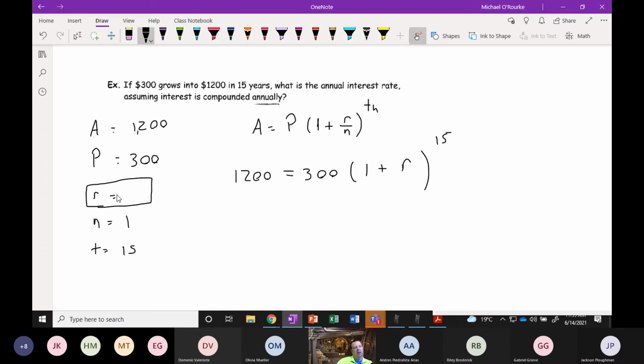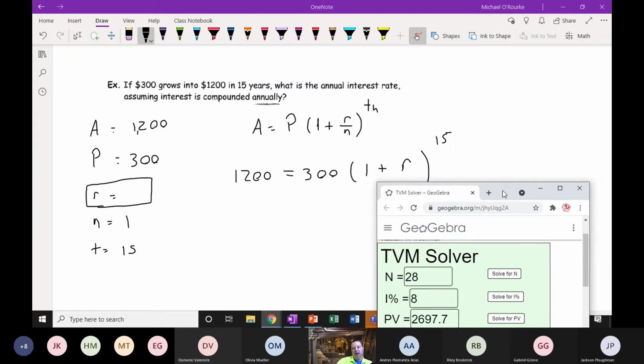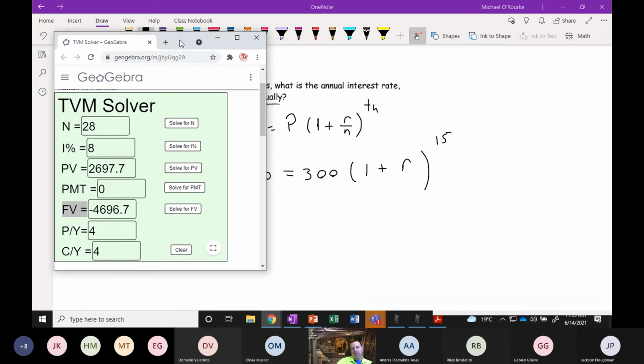Now, I'm going to use the TVM solver to start, and then I'm going to do it mathematically. So my previous value for this one is 300. My final value that I end up with is 1,200. Now, one of these has to be negative. It's just the way the calculator works, because if I invest 300 now, in the future I have $1,200. My N is T times N, so that's 15. And I'm compounding it annually, so these are both going to be 1.